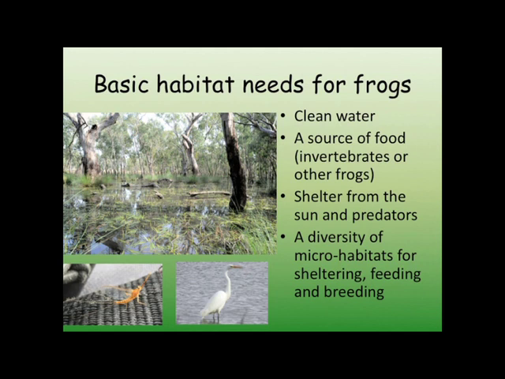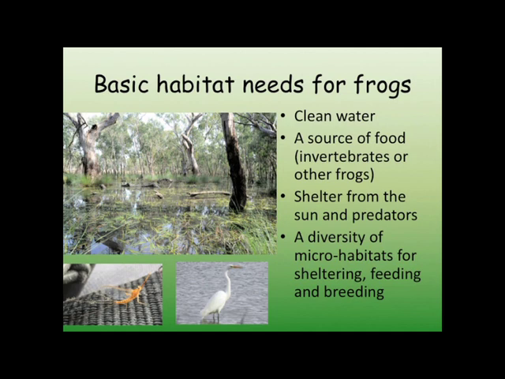Like everything else, they need food to survive. And that could be in most cases probably invertebrates. In some cases, like growling grass frogs, they eat other frogs, so they need a healthy food source population. So things like this little mayfly here, and they need to shelter from predators of things like herons and egrets and other things, snakes that'll want to come and eat them.